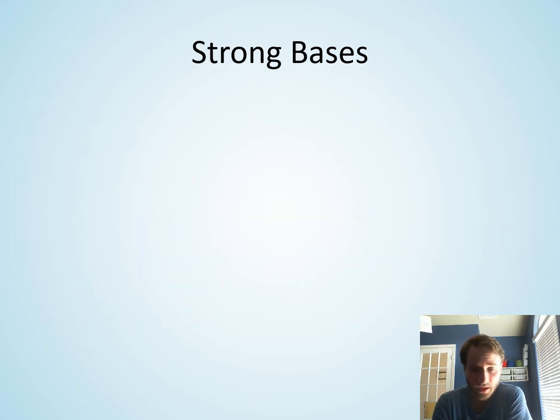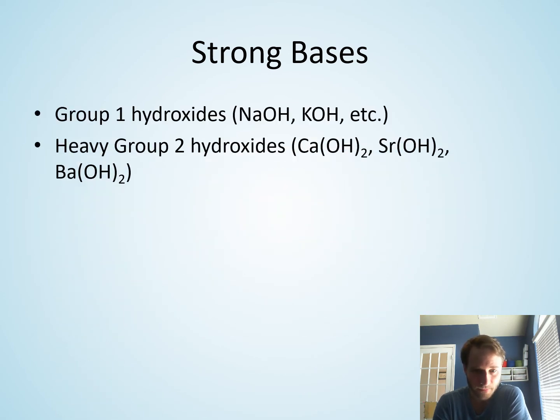The last thing we'll talk about in this video are strong bases. Our strong bases consist of our group 1 hydroxides and our group 2 hydroxides, so your alkali and alkaline earth metals: sodium hydroxide, potassium hydroxide, and so on, calcium hydroxide, barium hydroxide, strontium hydroxide. These are your strong bases.